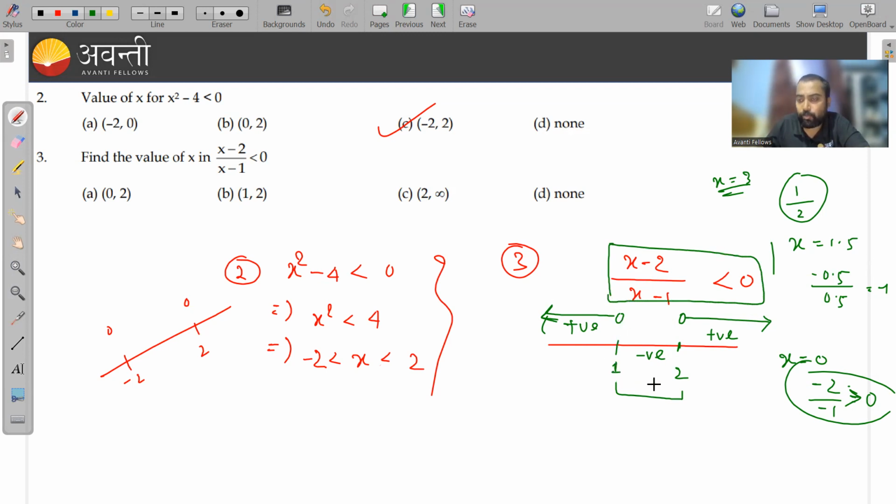So for the solution of the inequality, we only need the negative values, that is in between 1 to 2. Clear, everyone? So the correct answer is 1 to 2. Where we are getting the negative values: the open interval 1 to 2. Clear, everyone?